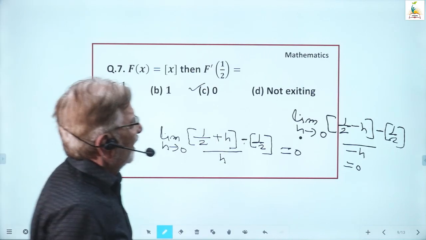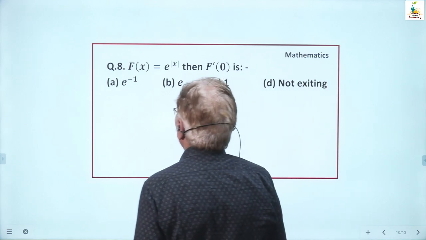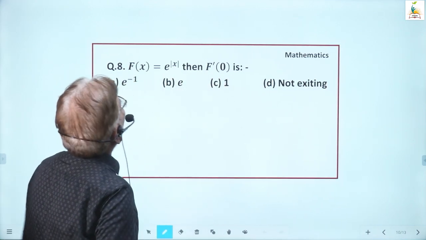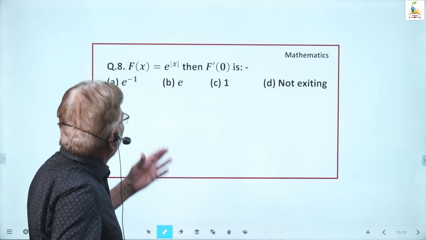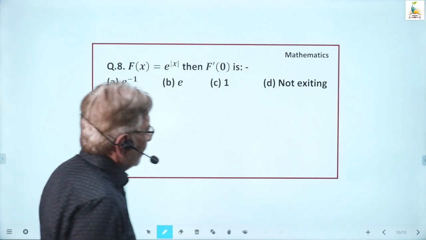Next is f(x) equal to e raised to mod of x. In a similar manner, you can do it. So, question number 8.